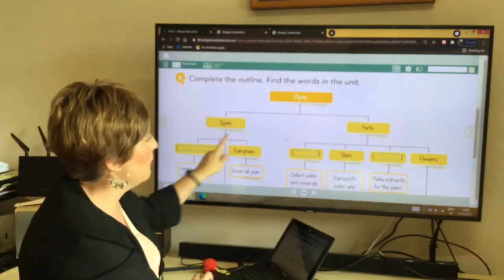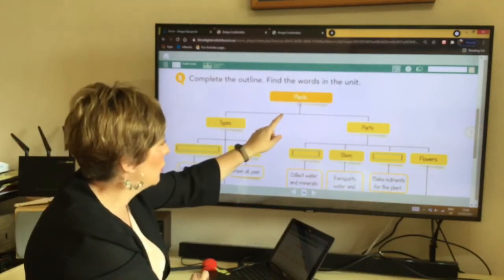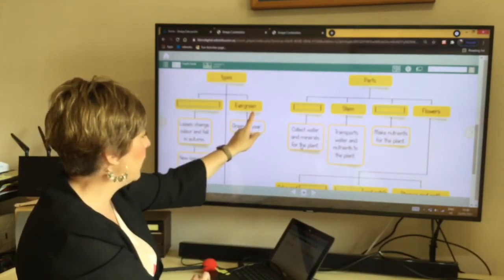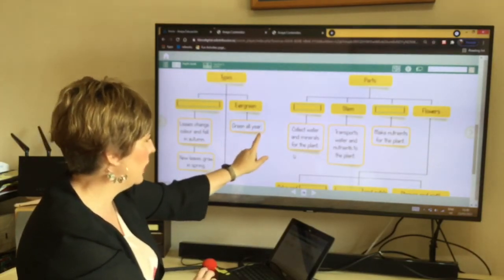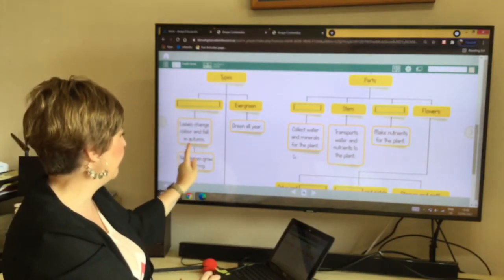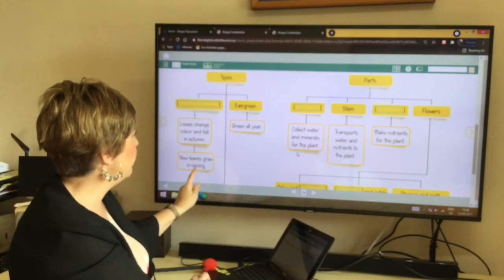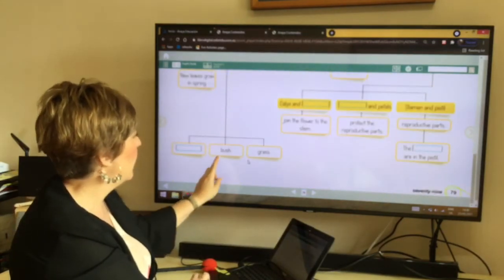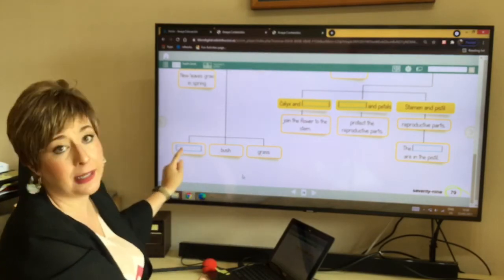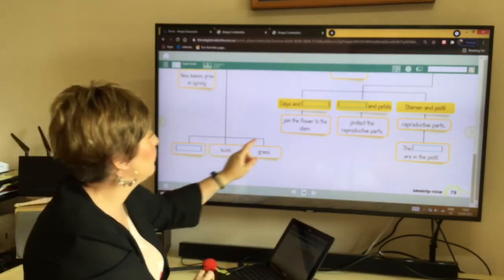Types of plants. Evergreen, they are green all year, and deciduous, the leaves change color and fall in autumn. New leaves grow in spring. And then we have a bush, a grass, and a tree.